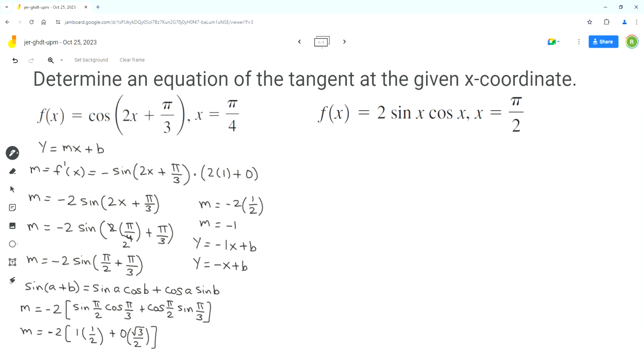Now we have to find the b value. For that we need to know a point that lies on this tangent, and we can find that point from the given function and the x coordinate. So we should sub in this x value in the given function to find the y value for that x coordinate.